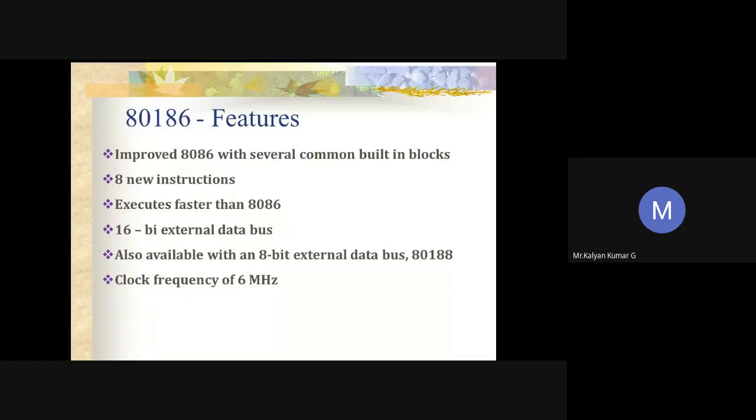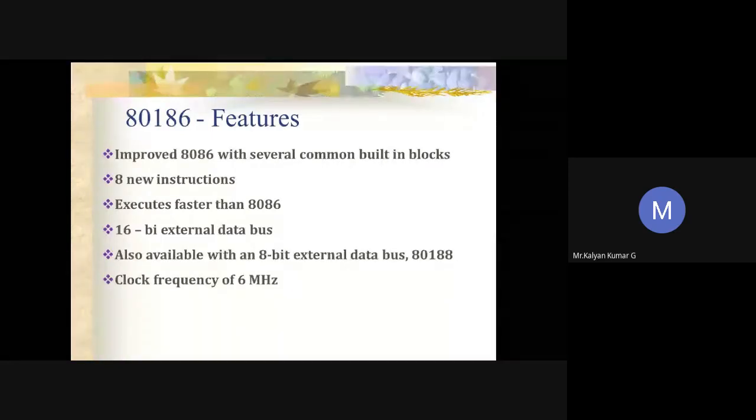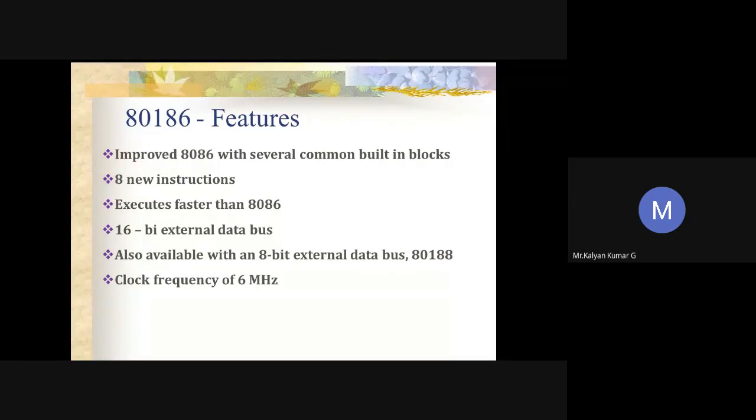And moving on to the instruction set, we have 8 additional new instructions in 80186. You can compare the clock frequency. Obviously, your 80186 is faster than your 8086. Similarly, like your 8086, your 80186 also has a 16-bit external data bus. It is also available with an 8-bit external data bus. When that is the case, we name that type of processor 80188. So when it is available with an 8-bit external data bus, we call it the 80188 processor.